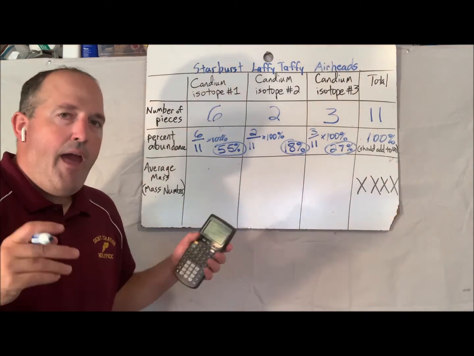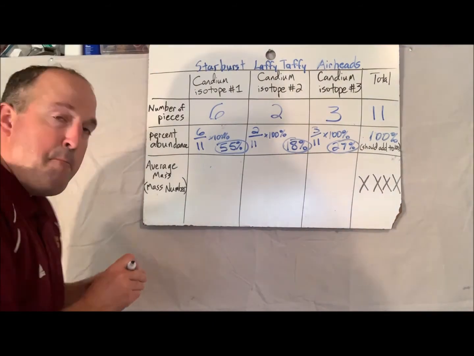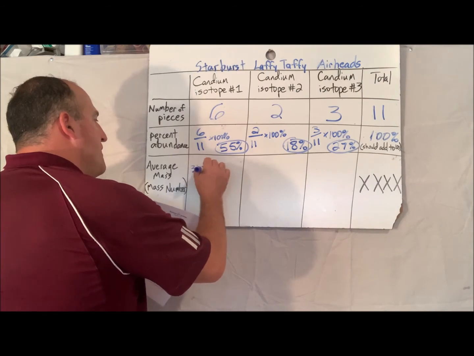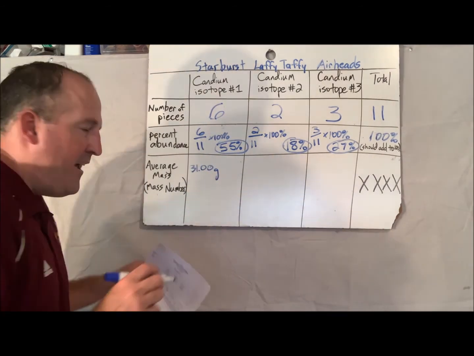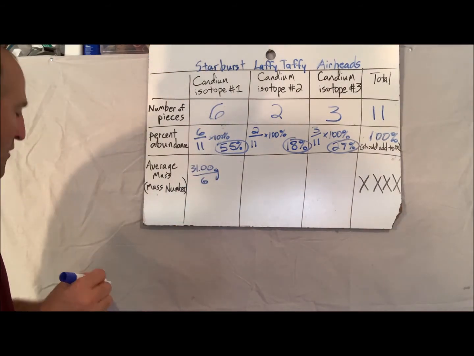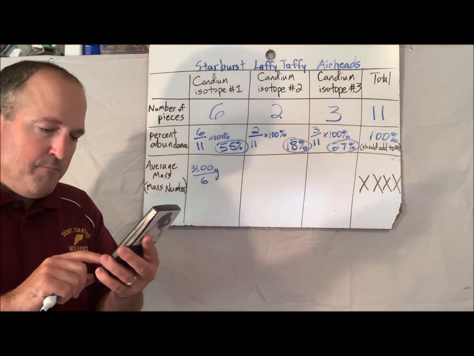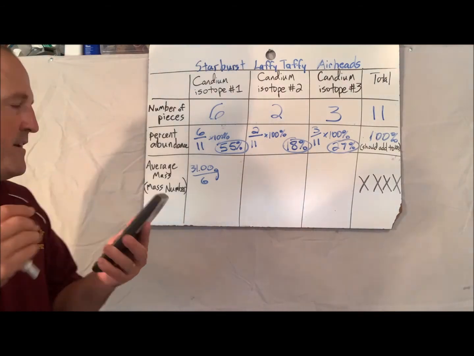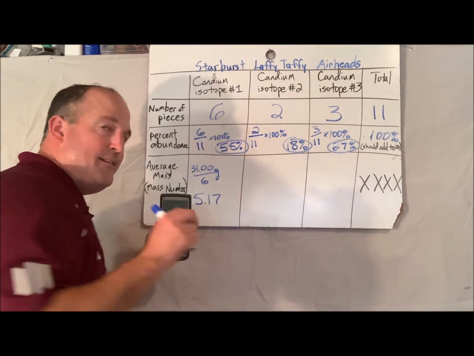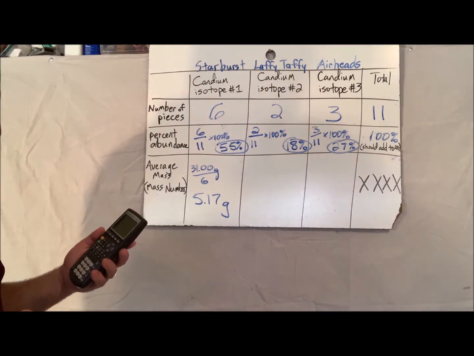Okay, now, average mass. Our mass for the Starburst, all 6 pieces together, was 31.00 grams. And if you remember, there were 6 of them. So we divide that by 6. So on your calculator, type in 31.00 divided by 6. And we get an average atomic mass for this isotope of candium of 5.17. I'm going to round it to the hundredths place.